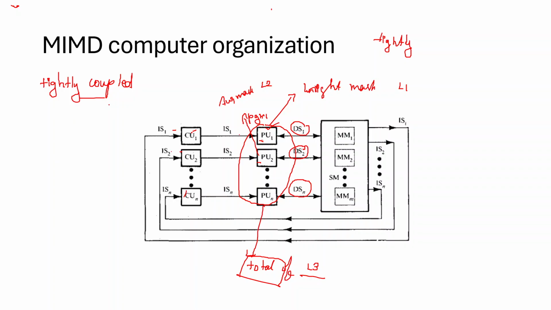This is about Flynn's classification. All the four types we have discussed. The bidirectional and unidirectional arrows are also very important.